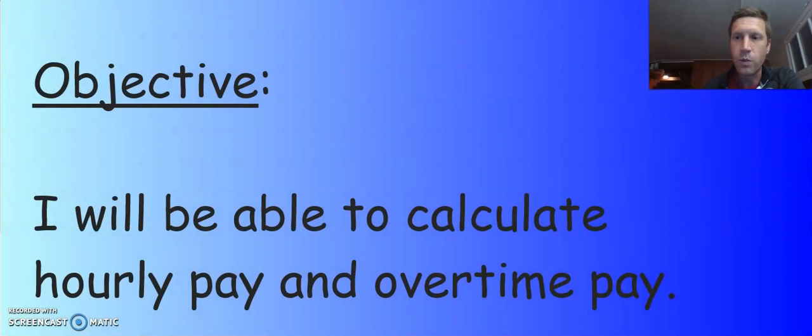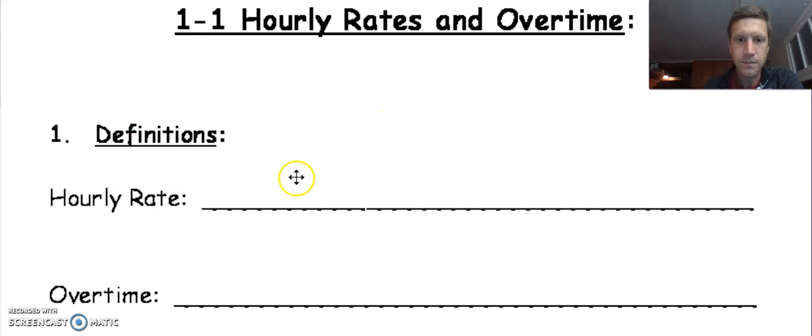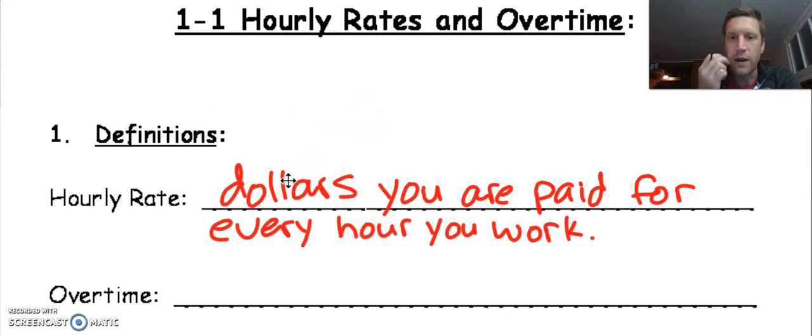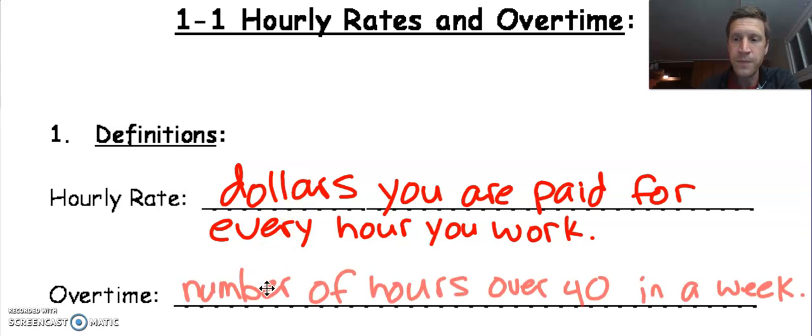This is section 1.1. Today we're going to talk about calculating hourly pay and overtime pay. So we'll always start with an objective for the day. It's usually pretty simple, one or two things that we're trying to accomplish. So calculating hourly pay and overtime pay. First thing we'll talk about: hourly rate. That's how much you're paid per hour, for every hour, right? If you hear somebody say, "Oh, I make 15 bucks an hour," that's their hourly rate at their job. So dollars you're paid for every hour that you work.